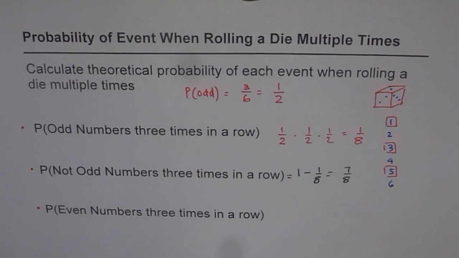Now the last question is for you to answer, that is probability of getting even numbers 3 times in a row, right? So try to answer this question and then we'll move on to the next topic.